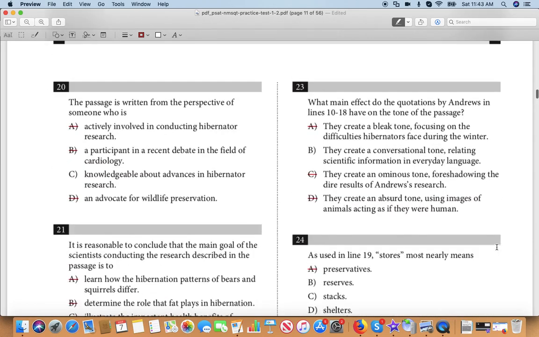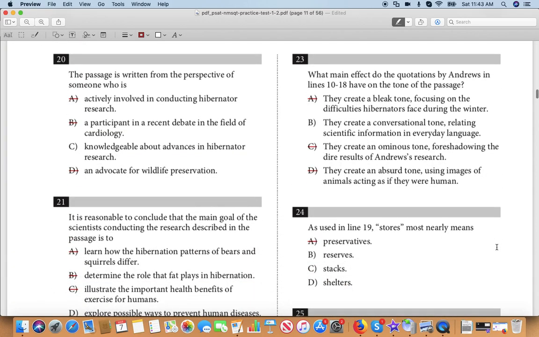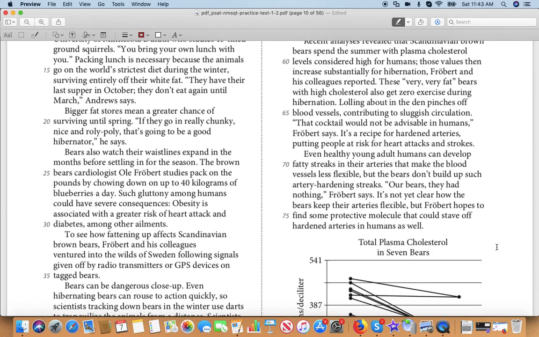Try C. It's my favorite. Oh, did you see C? I do not. Okay, stacks. Bigger fat stacks mean a greater chance of surviving until spring. Wow. How great is that? Fat stacks. Some images are coming to mind that I don't want to get into too much detail with. But I like the idea of really anything or anyone having fat stacks. I think that's pretty great.